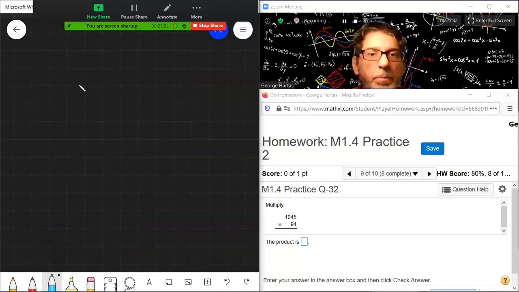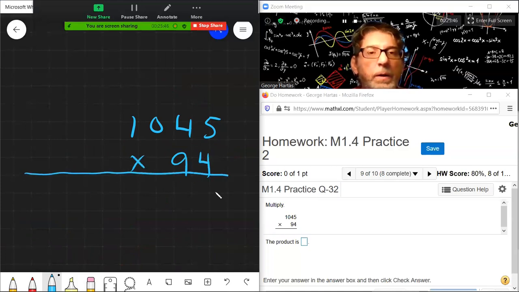All right, another bigger number. So we have 1045 times 94. 4 times 5, 20. Right-hand digit, left-hand digit. 4 times 4 is 16. 16 plus 2 is 18. Right-hand digit, left-hand digit.